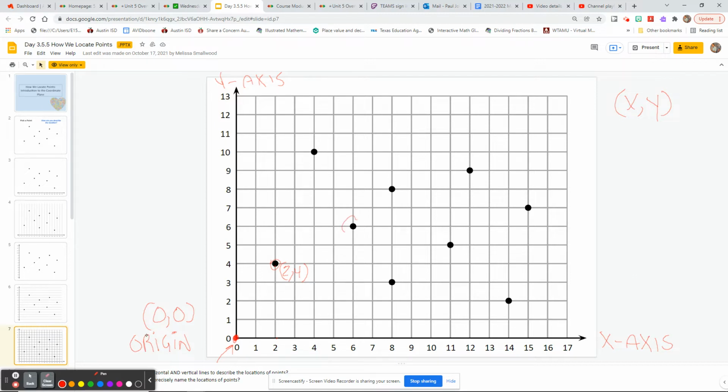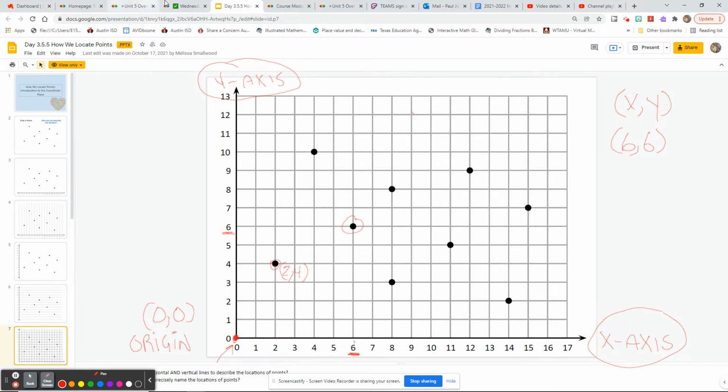All right, if I wanted to find this point, remember, it's 6 as my x and then 6 also as my y. So you can have the same number, just remember that one of them represents the number on the horizontal number line and one of them represents the number on the vertical number line. So horizontal number line, x-axis, vertical number line, y-axis.